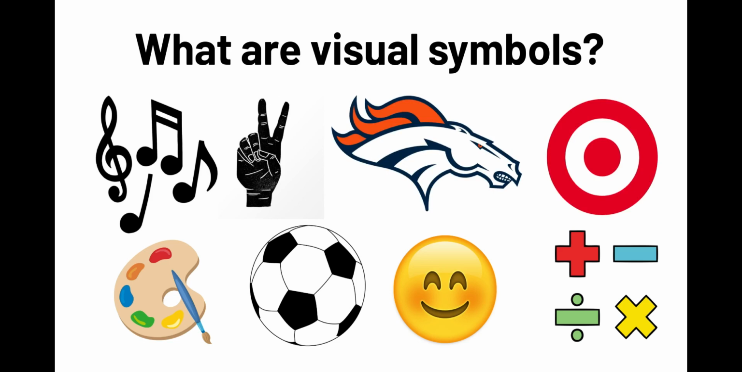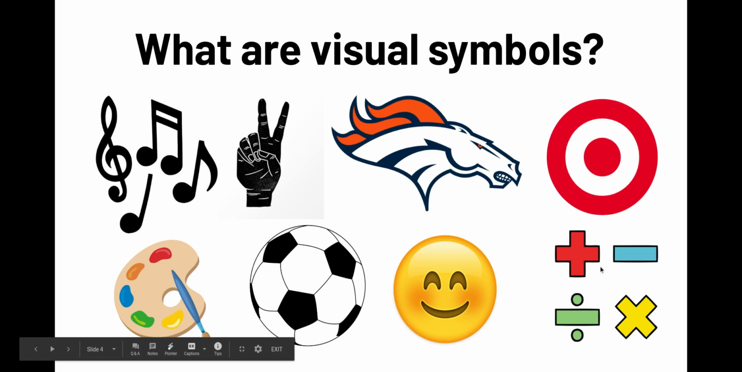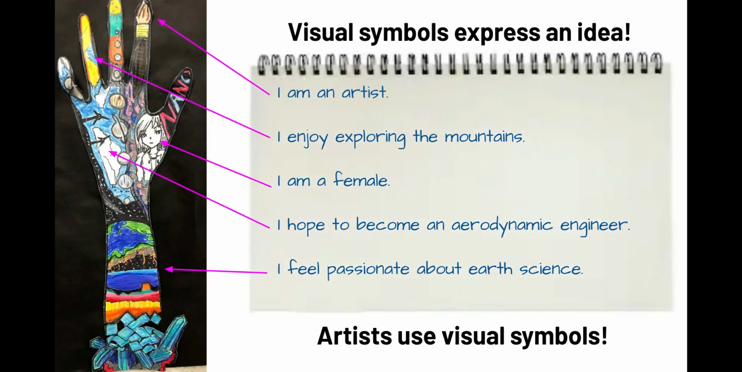Do you recognize these symbols? Do I need to tell you what they are? No, I know. I think most of you can recognize these. When I see the Bronco, I know immediately that's expressing that someone is a fan of the Broncos team. When I see these math symbols down here, I know that means it's time for math. You're going to use visual symbols to express an idea. You're going to use the visual symbols to express who you are, your identity.